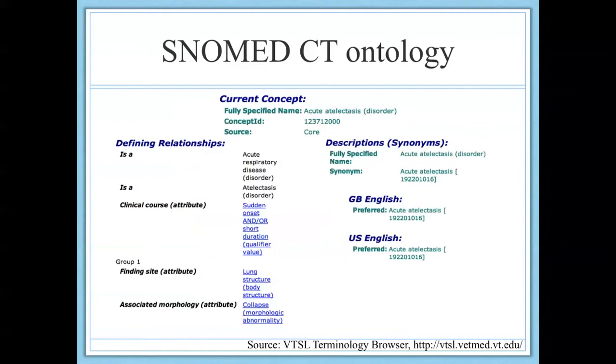Ontologies are formal structures that represent a domain via a set of concepts and relations between them. One of the most famous biomedical ontologies is SNOMED. On the slide you can see a SNOMED definition of a concept, acute atelectasis. The definition contains information about the parent concepts, synonyms, lexical variants, as well as the non-taxonomic links the concept makes with other concepts. For example, acute atelectasis has a finding site of lung structure, and it has the associated morphology of collapse. SNOMED is one of the few biomedical resources that are formally defined.